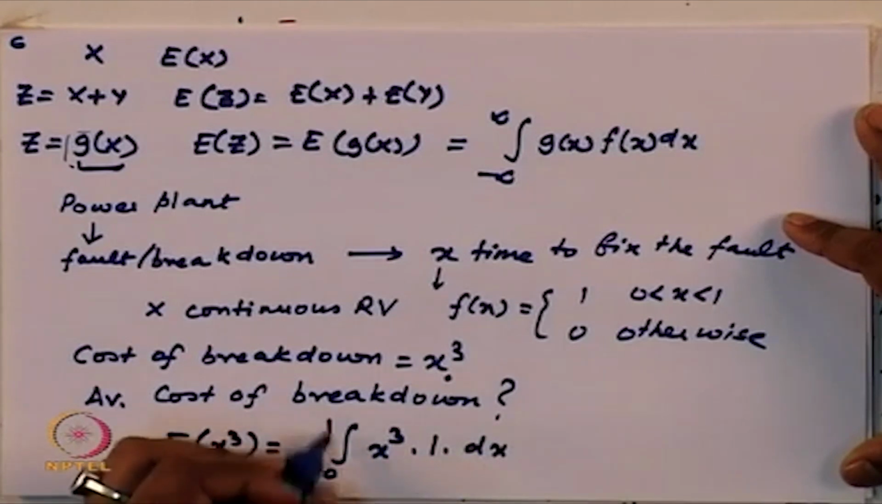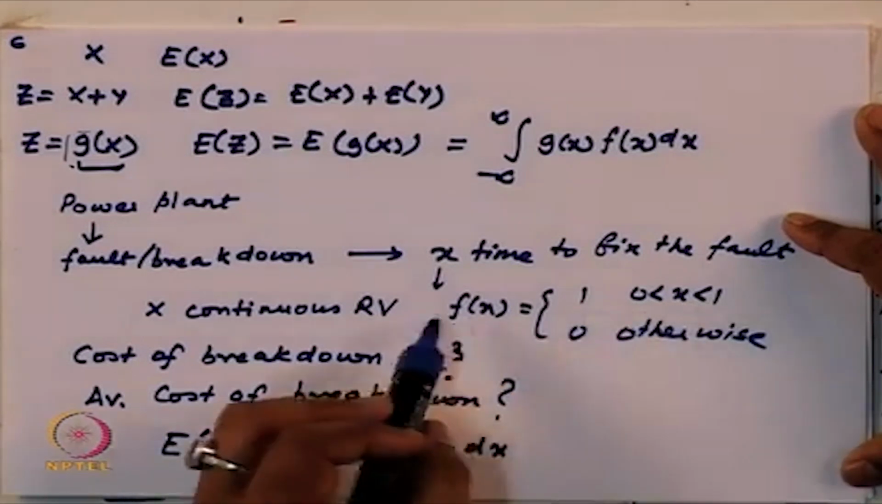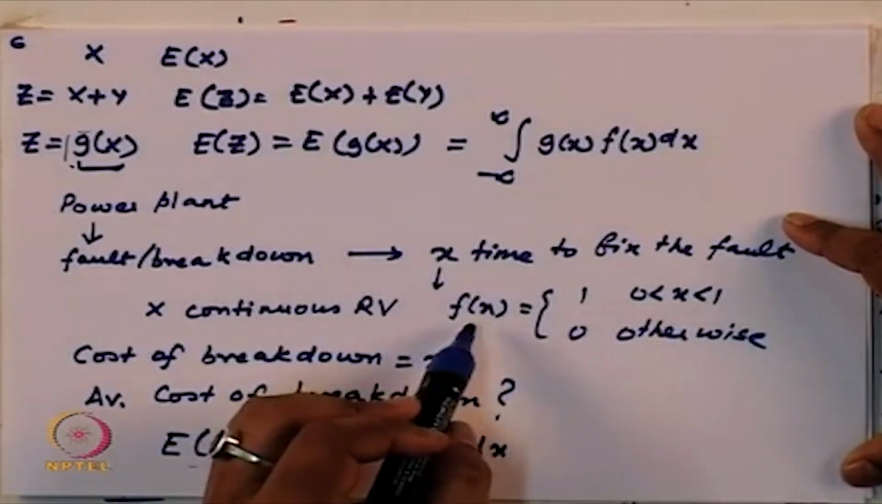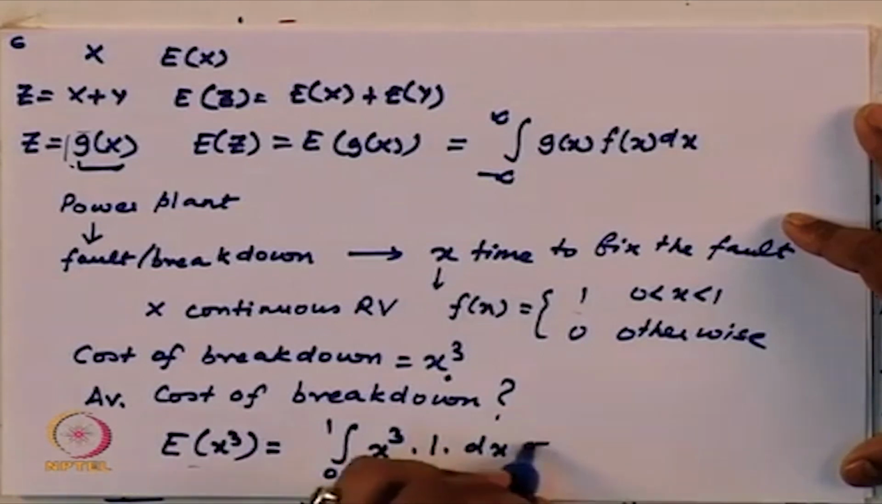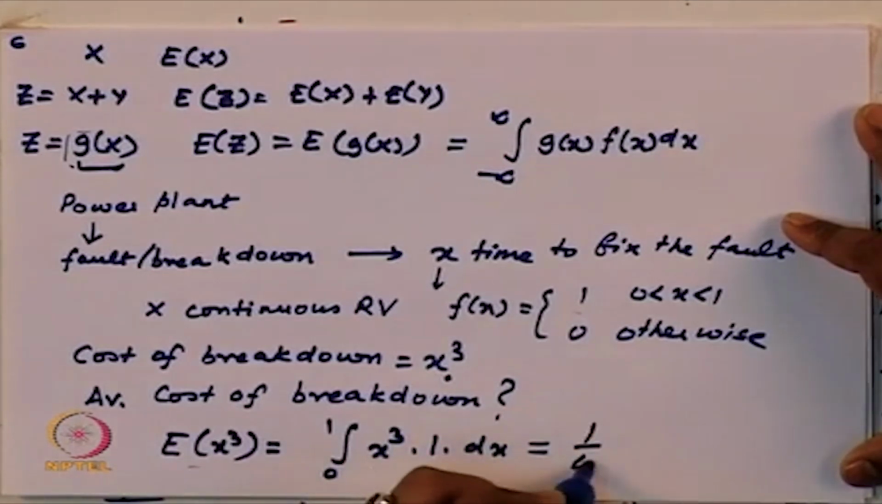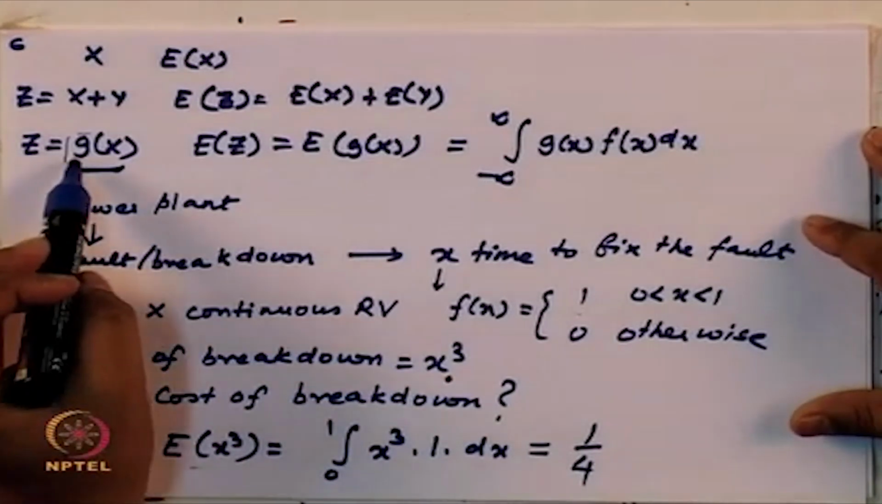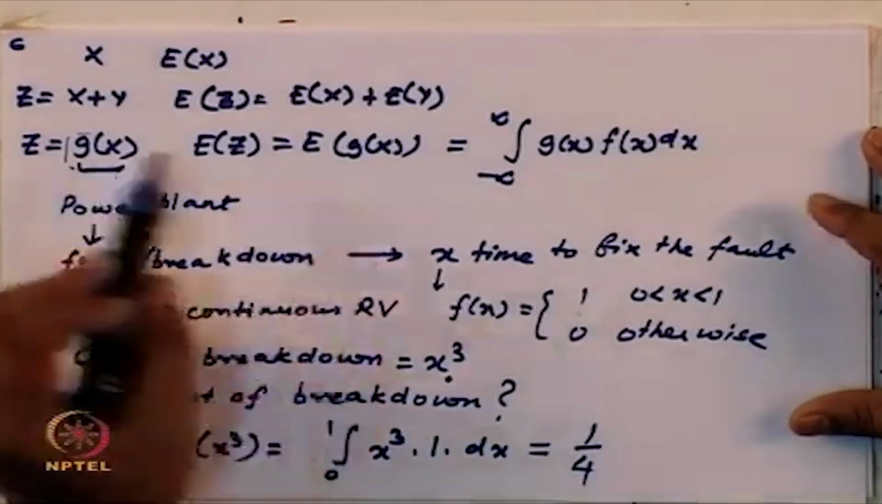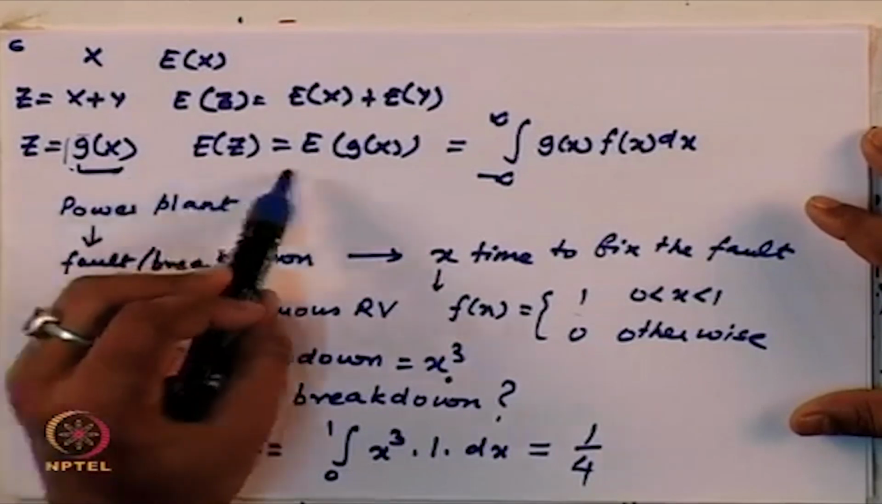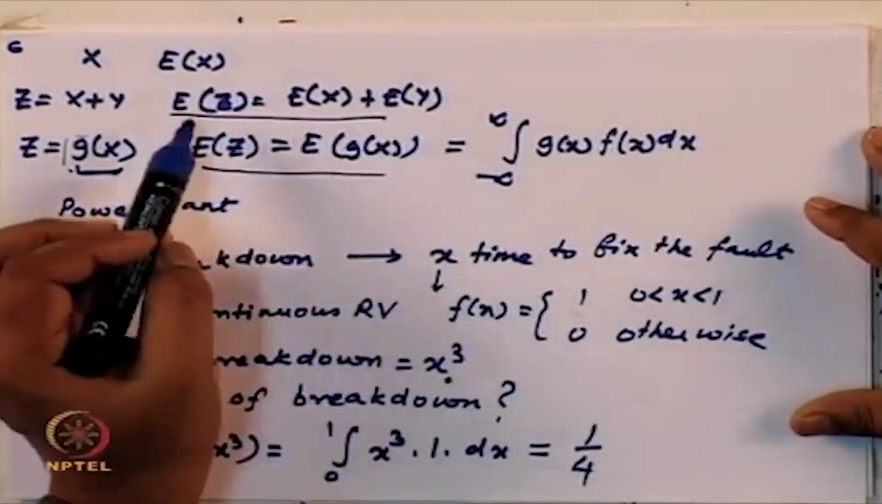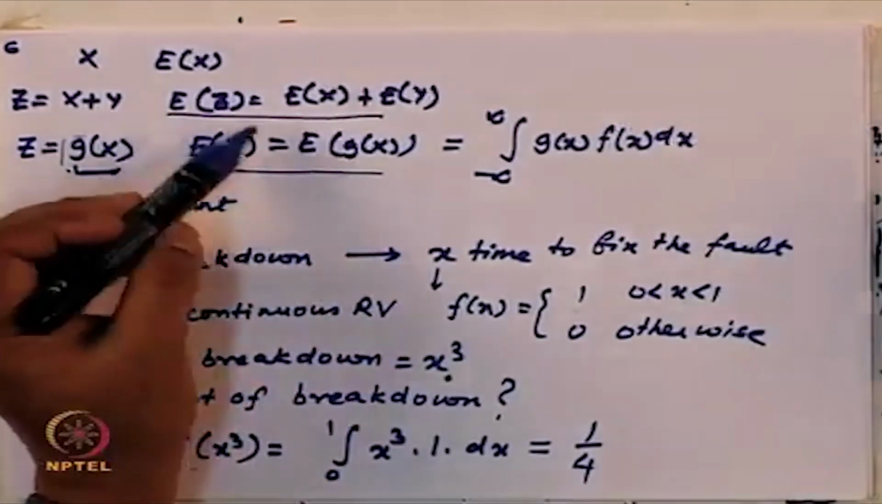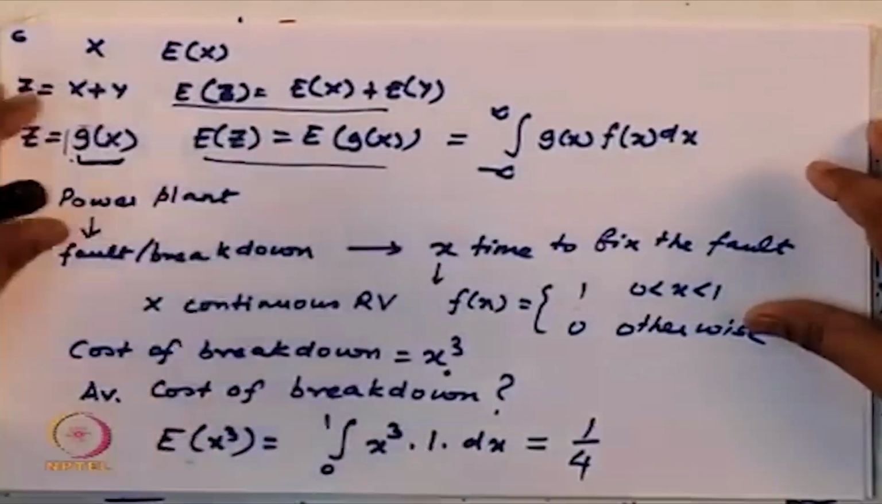Why did we have only the limit 0 to 1? Because this is the only place where your probability density, the PDF, has some value. So, this is nothing but 1/4. Okay. So, this is how you can define new functions, and if the underlying probability distribution is the same, you can find out the expectation of this new function, which is derived from other random variables.